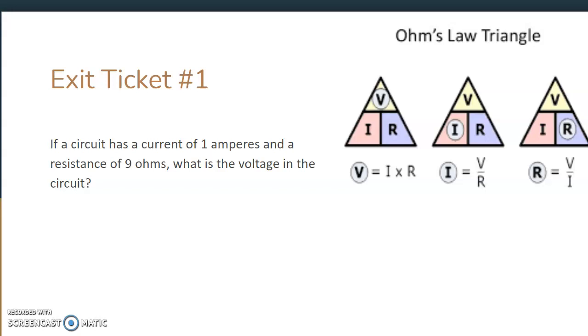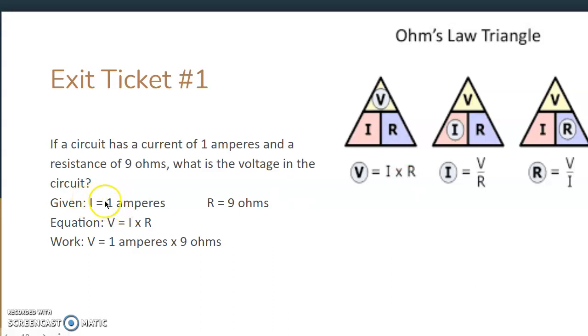If a circuit has a current of 1 amp and a resistance of 9 ohms, what is the voltage? So step 1, changing numbers to variables. I is equal to 1 amp, R is equal to 9 ohms. We're looking for what our voltage is. So we're going to say V is equal to I times R for our equation. And then we just switch out our variables into our equation. So 1 amp times 9 ohms is equal to 9 volts.